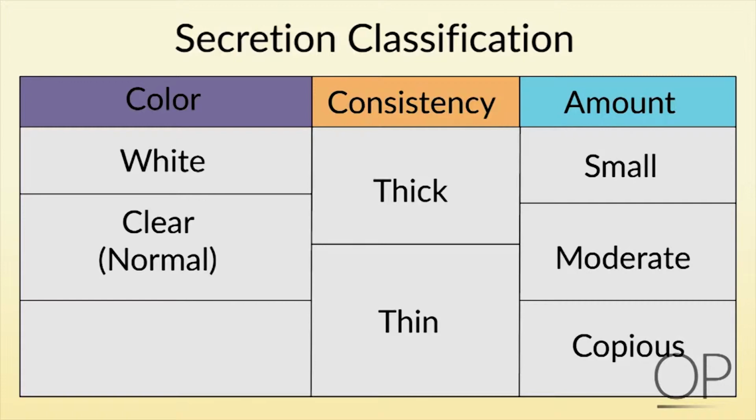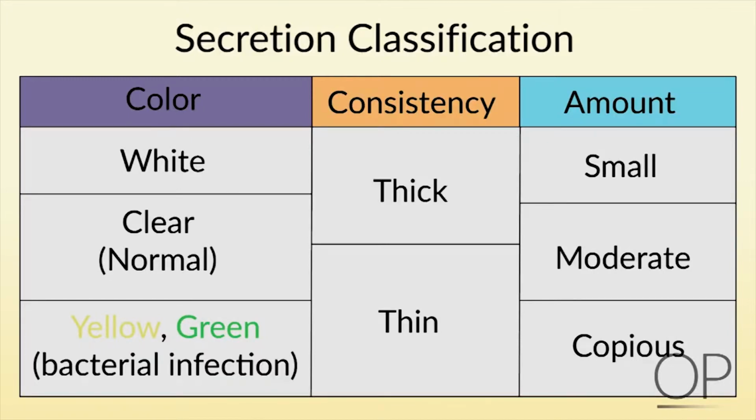The color will often indicate the type of drainage that the patient is having. Clear drainage will often indicate normal secretions. Yellow or green secretions often indicate that the child has some sort of a bacterial infection.